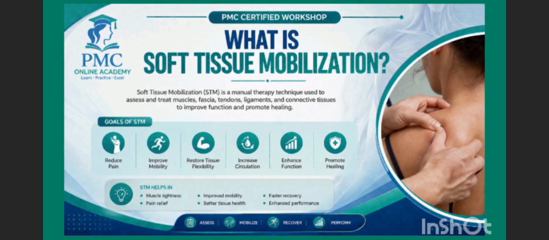Let's look at the main goals of tissue mobilization. First is to reduce pain and muscle tension. Second is to improve blood circulation and tissue nutrition. Third is to increase flexibility and range of motion. Fourth is to break down adhesions and scar tissues. Next is to restore normal movement patterns and to enhance healing and functional recovery. And at last is to prepare tissues for exercise and rehabilitation.